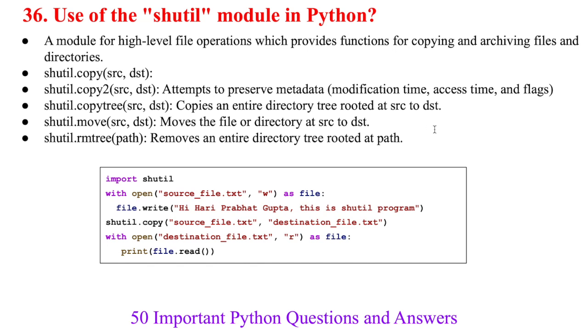Shutil.rmtree(path): this function removes the entire directory tree rooted at the path, including all its subdirectories and files. So, in this example code, we use the shutil functions to copy a file from one location to another location. Here in this example, the open function is used to create a new file called source_file.txt, and some text is written to it. Then the shutil.copy function is used to copy the file to a new location called destination_file.txt. Finally, the contents of the copied file are printed using the open and read functions.